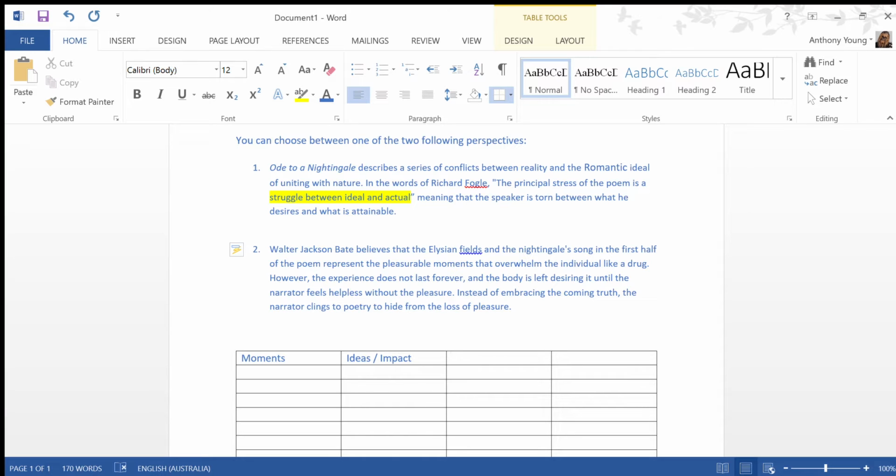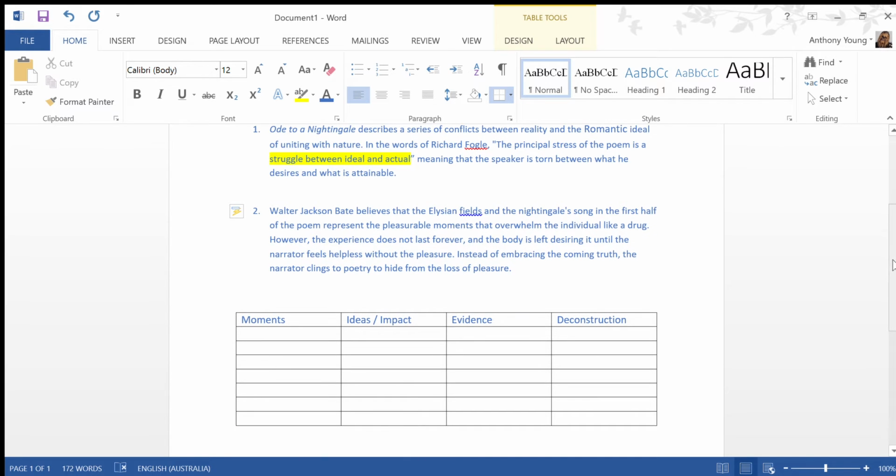And then the third column will be our evidence that we're going to use, and the fourth column will be our deconstruction. Okay, so what I would do in here is in that first prompt, because there's only one idea, I'm going to work through the poem in order. So it might be I'm going to work through stanza 1 of Keats's piece.